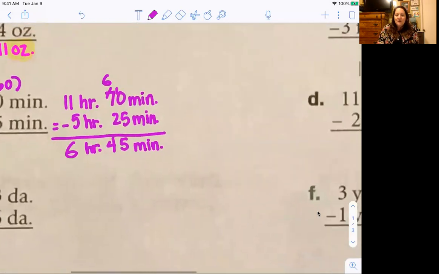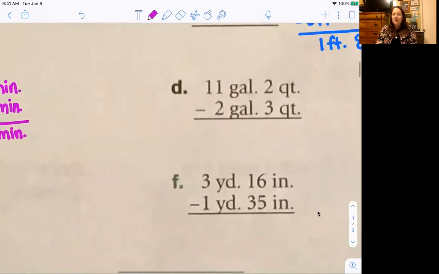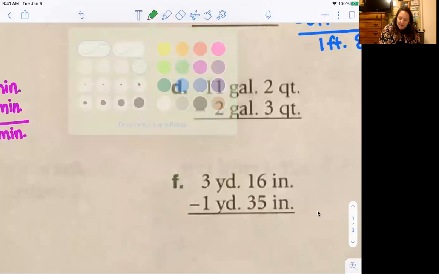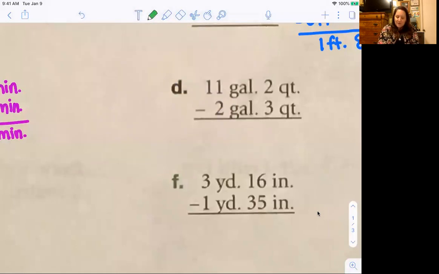Let's move on. Ooh, gallons and quarts. How many quarts in a gallon? It's good to know that, right? It's good to know before. How many quarts in a gallon? 4. There's 4 quarts equal 1 gallon. We might just want to write that down. That's good to know so that we can work these out. Okay. I have 11 gallons, 2 quarts, minus 2 gallons, 3 quarts.